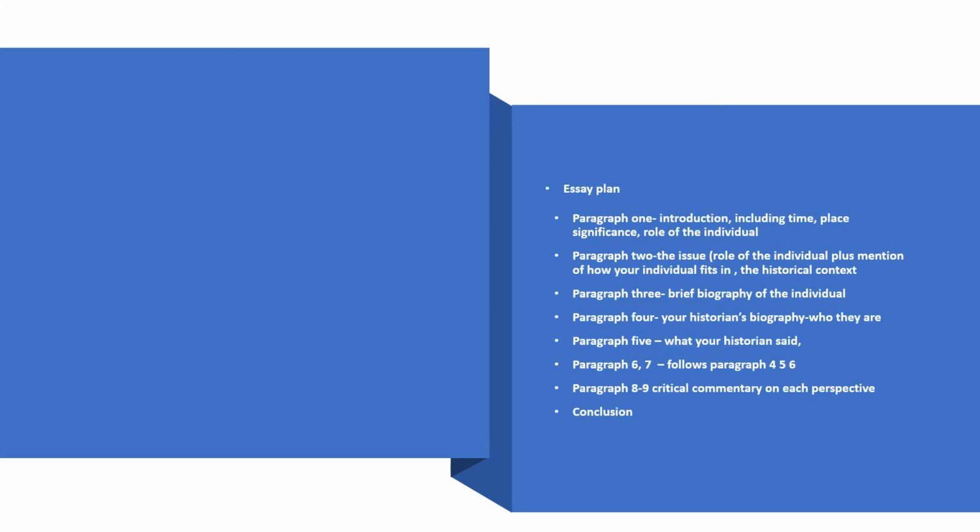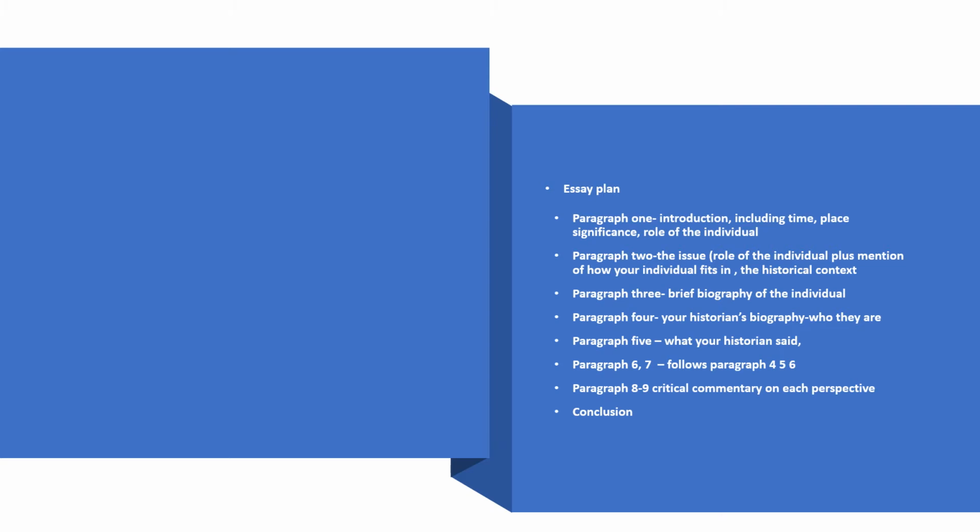So the essay is primarily about two historians discussing a famous person in history, and most of the essay is about what the historians say about the person in history. So you spend most of the time in the essay talking about the historians and their perspective on the famous person. So a proposed essay plan that I've outlined here is that in the first paragraph is the introduction.